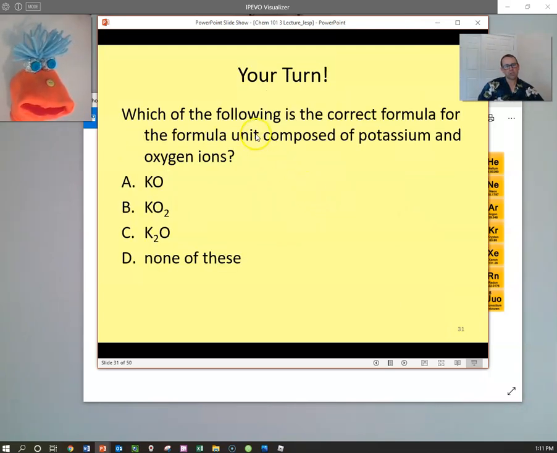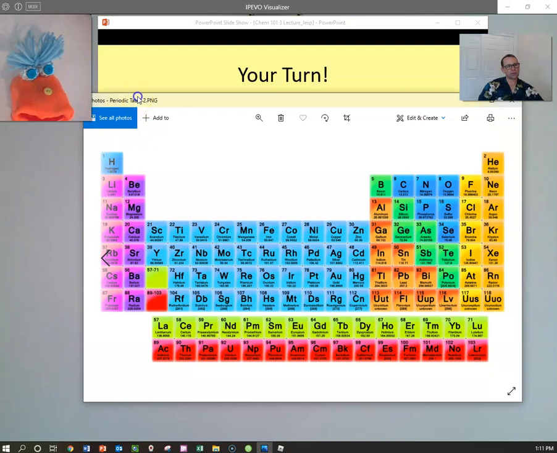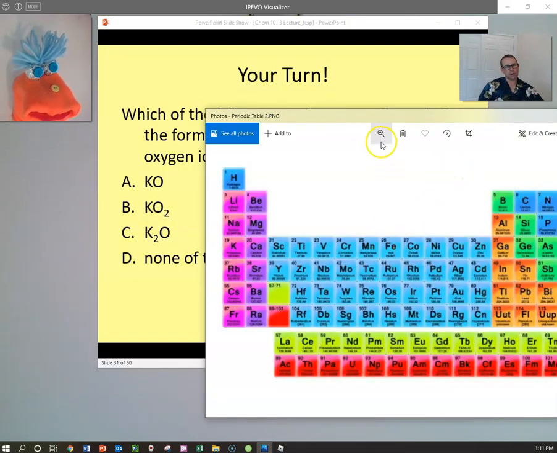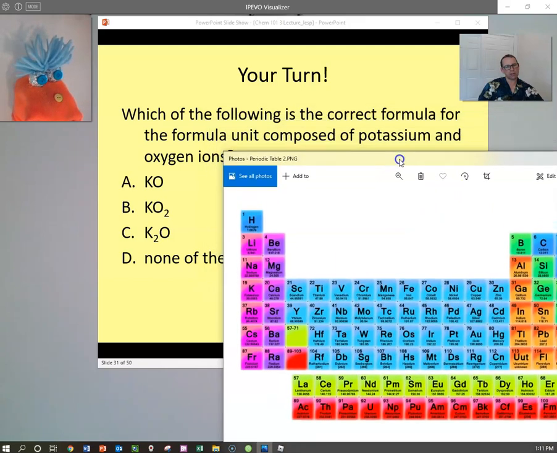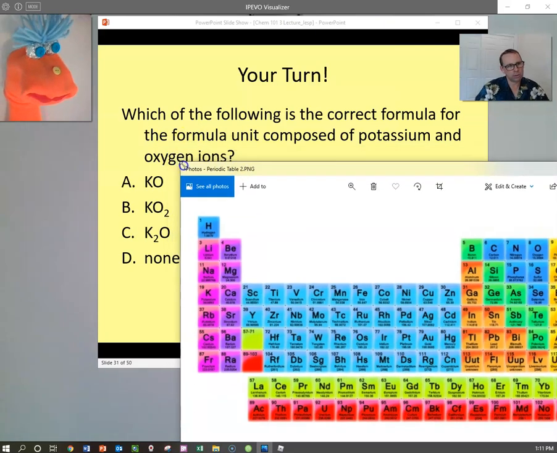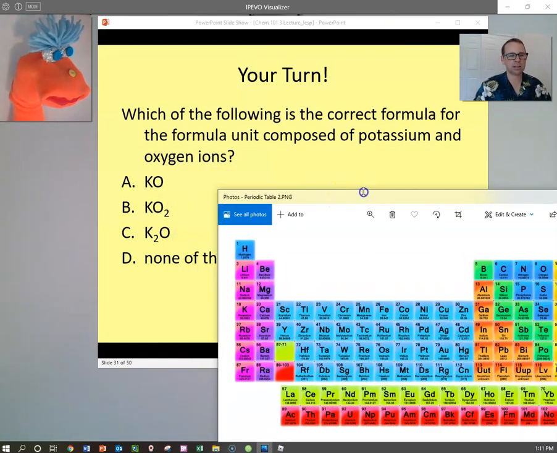All right, so which of the following is the correct formula for a unit of potassium and oxide ions? Potassium and oxygen coming together as ions. Can I see the periodic table? Yeah, sure. There we go. Okay, so here we go. We have potassium. Do you see it? Yeah, it's element 19. All right, so potassium is element 19.